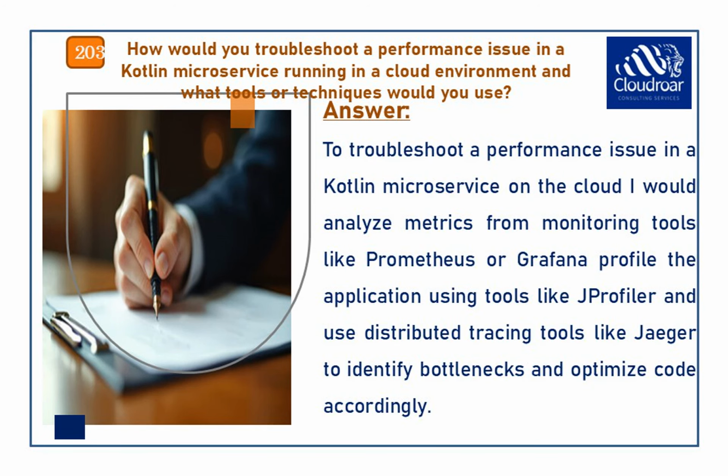Question 203. How would you troubleshoot a performance issue in a Kotlin microservice running in a cloud environment, and what tools or techniques would you use? To troubleshoot a performance issue in a Kotlin microservice on the cloud, I would analyze metrics from monitoring tools like Prometheus or Grafana, profile the application using tools like JProfiler, and use distributed tracing tools like Jaeger to identify bottlenecks and optimize code accordingly.